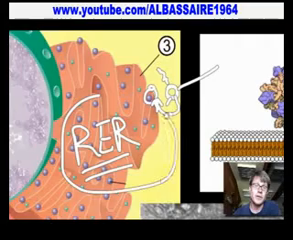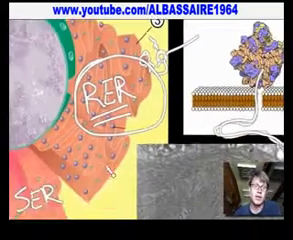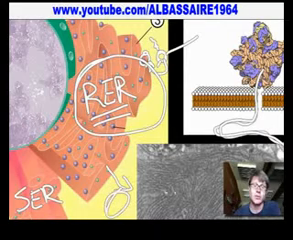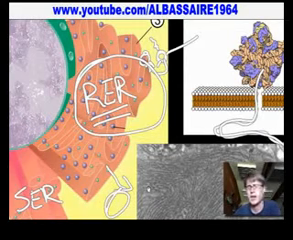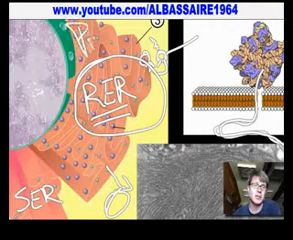And so what does rough ER do? Well, it really just does one thing. It makes proteins. We can then package those proteins within vesicles that can move their way over to a Golgi apparatus and then move somewhere else inside the cell or even outside the cell. So rough ER essentially makes proteins.